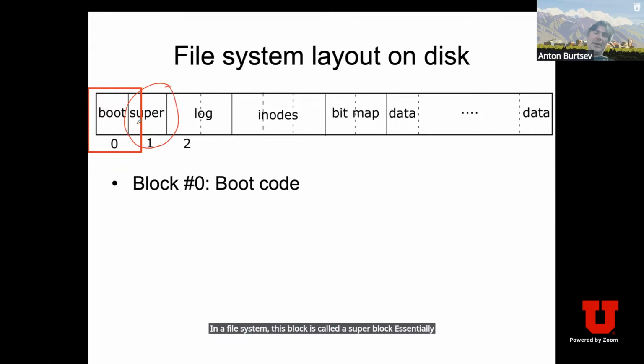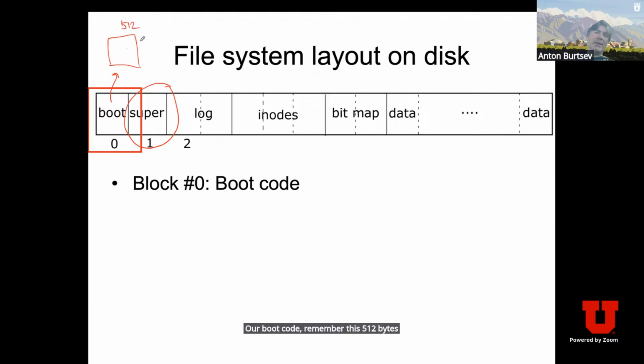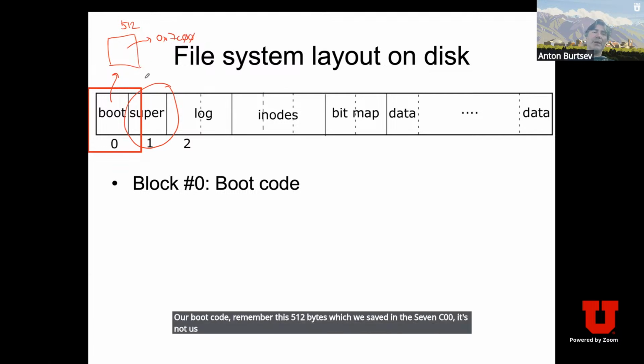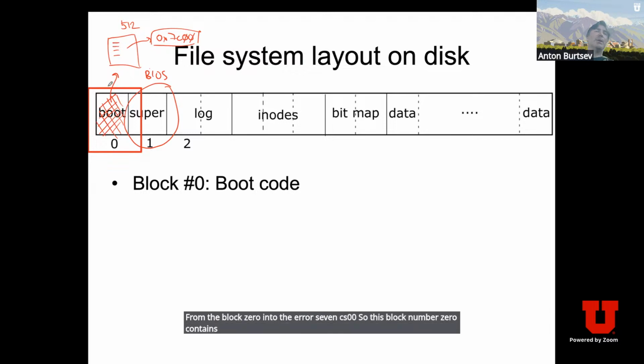Essentially, the file system convention says that block zero is the boot block. Remember our boot code, the 512 bytes at 7C00? We didn't put it there ourselves; the BIOS read it from block 0 of the disk into address 7C00. So block number 0 contains the logic of the boot block, essentially the assembly code which we compiled.